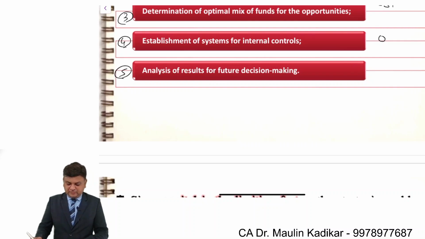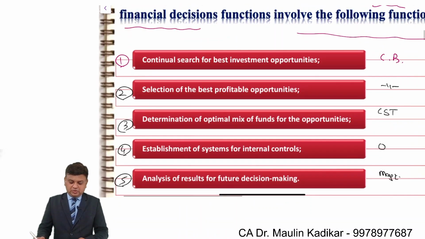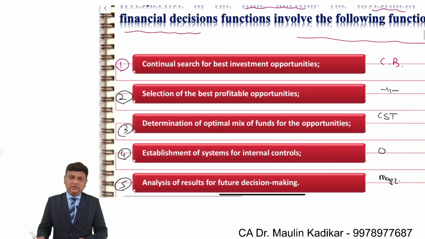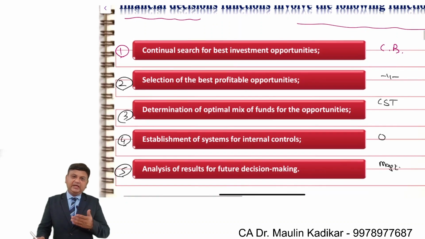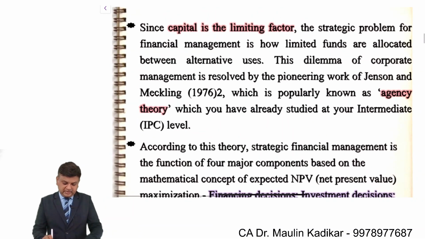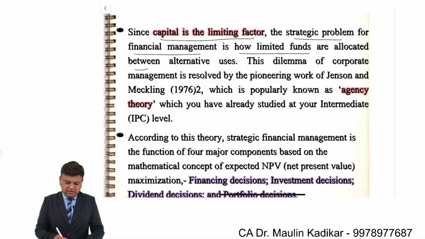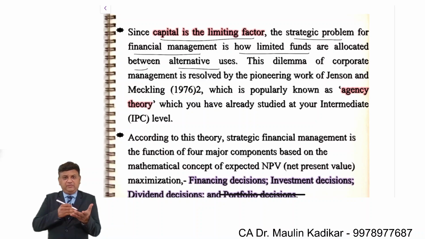Fifth, analyze the results for future decision making. This is again the management decision. So again, these heading points are important from an examination point of view, and in that you are required to write the relevant portion. Since capital is a limiting factor, the strategic problem for financial management is how limited funds are allocated between alternative uses. So among a number of investment proposals, where you should make investment is a decision.